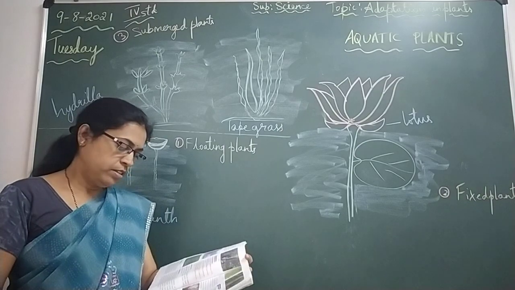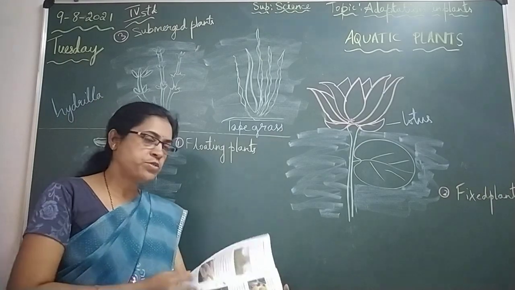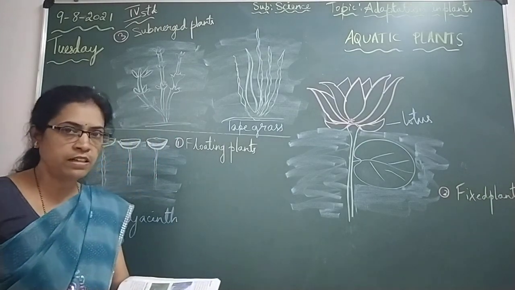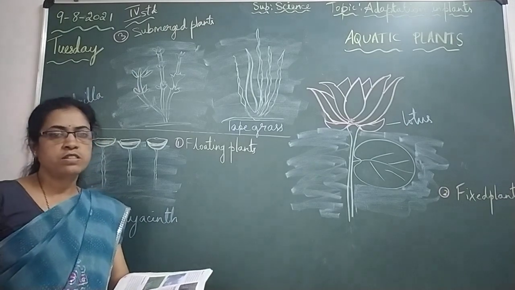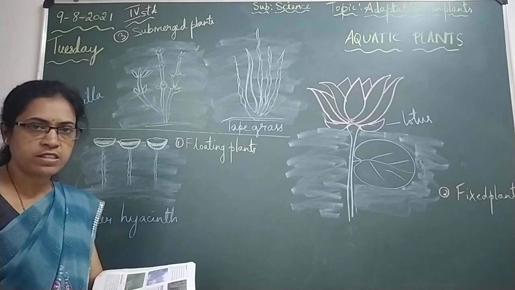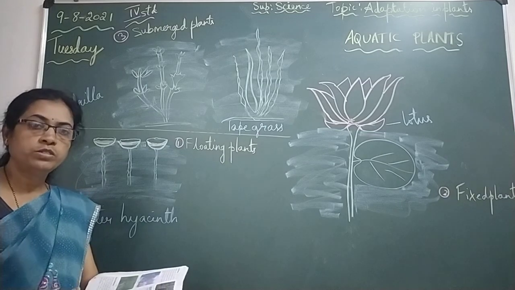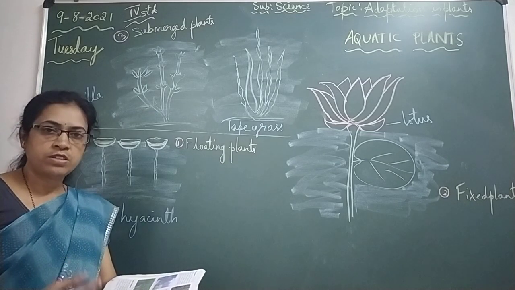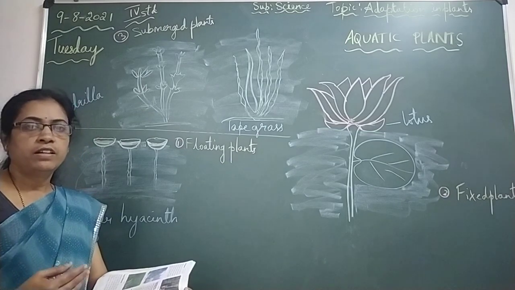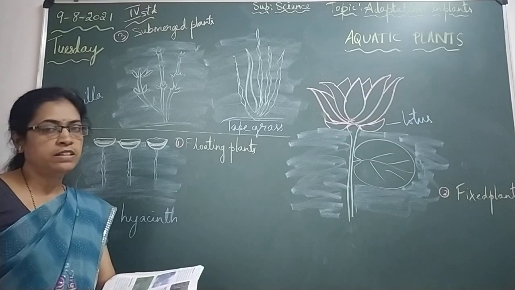Okay. Next is some unusual plants. Let us learn this in the next class, children, about unusual plants, about insectivorous plants. What are they? How do they adapt themselves to the surroundings? How can they live in the surroundings? We'll learn in the next class.